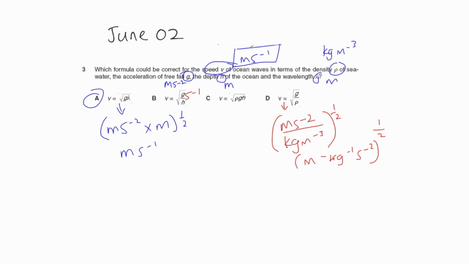But if you try option D, you will notice that g is meter per second squared, rho is in kilogram per meter cube, and then square root is power half, and in the end we will not get meter per second. Alright, so we can use base units to find a correct formula.